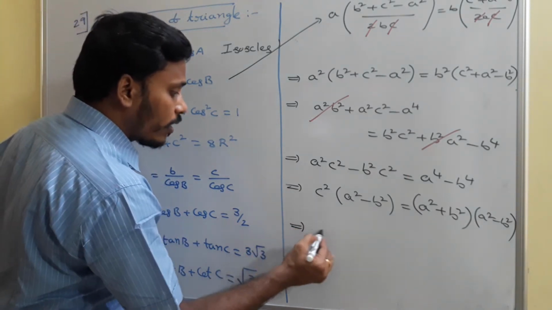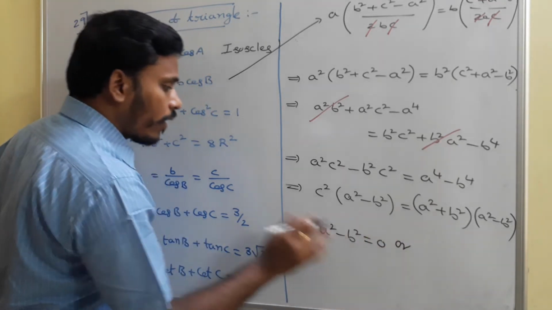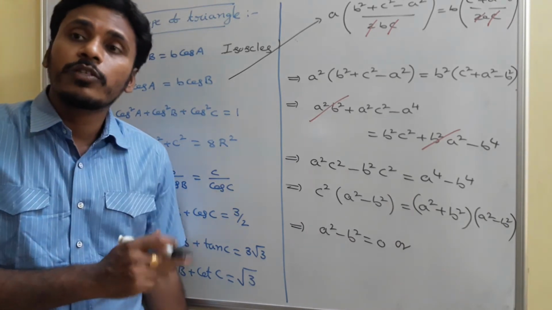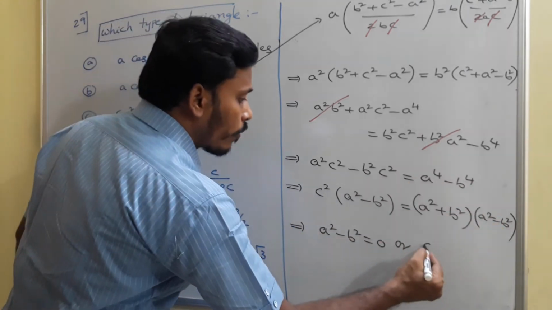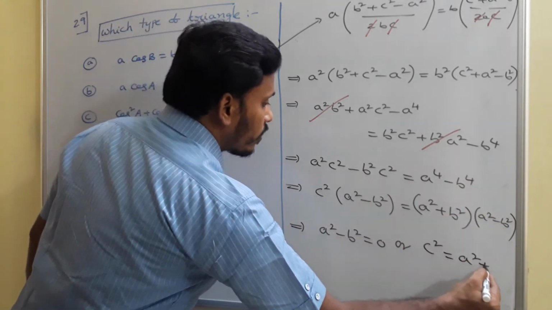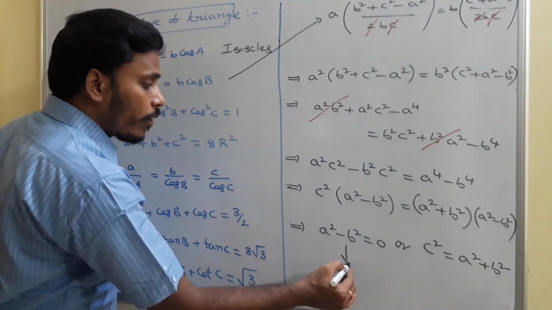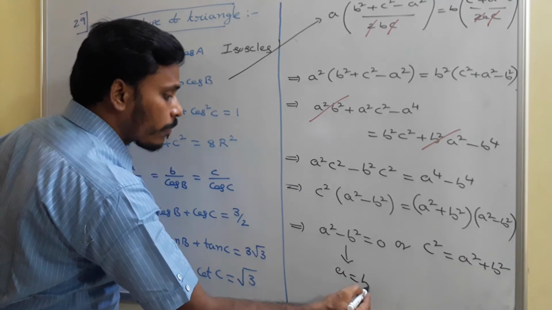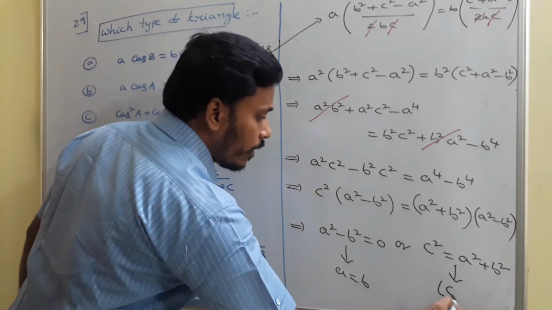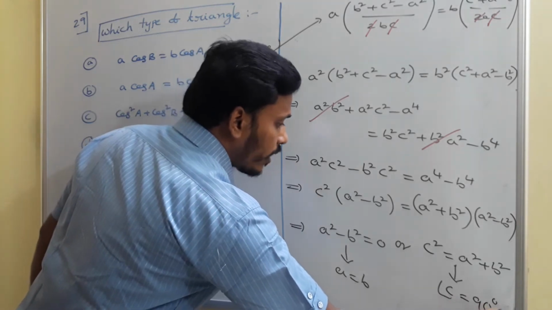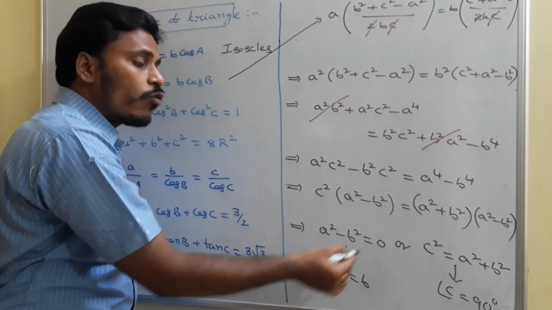Why? Because if it is 0, then there is no such possibility. So from there it is very clear that if a square minus b square is equal to 0, that's one case. If a square minus b square is not equal to 0, then in that case you have a chance to cancel it out. Then you will get that c square is equal to a square plus b square. Now you just pay your attention, a square minus b square is equal to 0 means a is equal to b, and c square is equal to a square plus b square means angle C is equal to 90 degrees from the Pythagorean result.